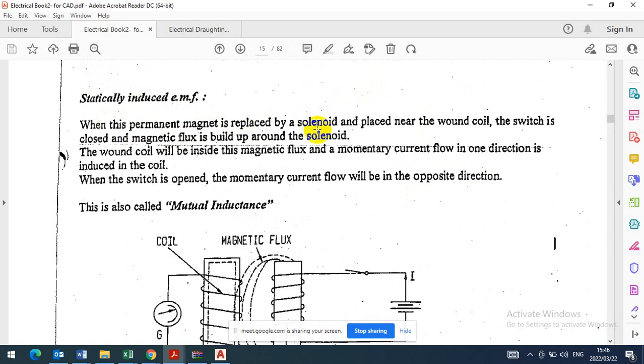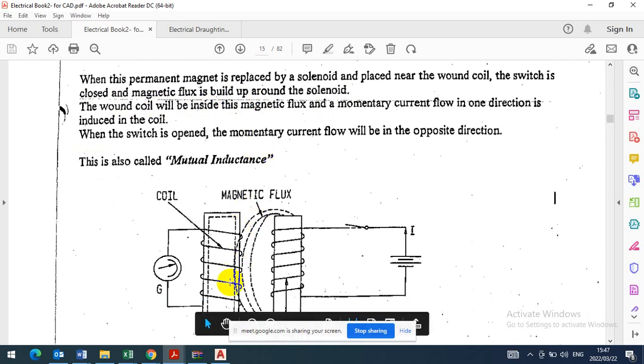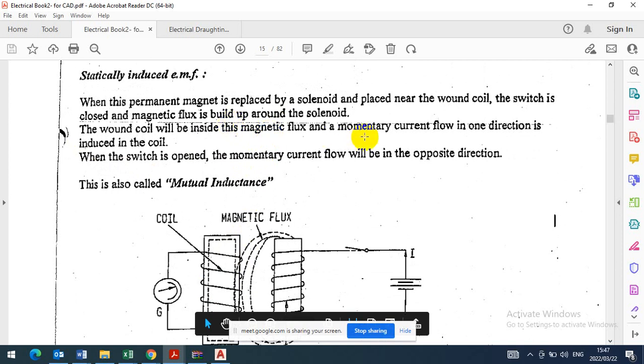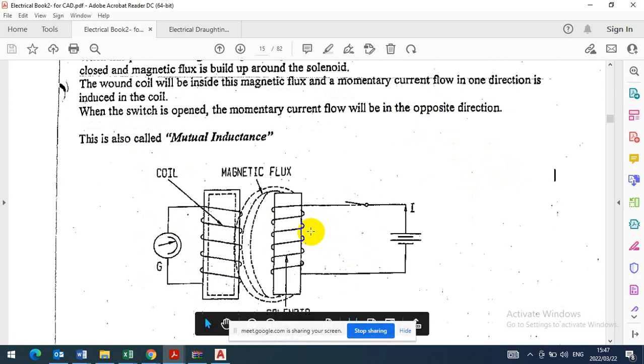When this permanent magnet is replaced by a solenoid and placed near the wound coil, the switch is closed and the magnetic flux is built up around the solenoid. This wound coil will be inside this magnetic flux. We can see the coil is inside the flux. Okay? And the momentary current flow in one direction is induced into the coil. That will be current that will be induced, or EMF will be induced. When you open the switch again, the galvanometer will go to the opposite direction. It means that current is flowing in the opposite direction. And the magnetic flux will reduce because there's no current flow, so it's going to collapse. And that indicator will go back to zero at the end. All right. This is what we call transformer theorem.